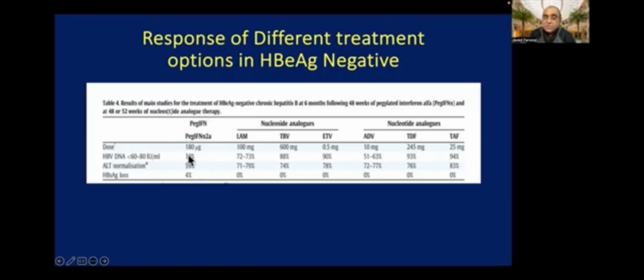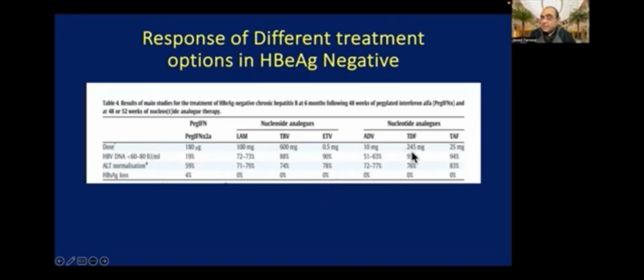You give it for 48 weeks and then you stop the treatment. And the oral drugs are indefinite therapy, and you have to give them long term, probably lifelong. So this is at 48 or 52 weeks. What happens in these patients: in 90% of the patients taking entecavir, the DNA level is less than 80 units. In 78%, the ALT remains normal, and HBs antigen we don't see.